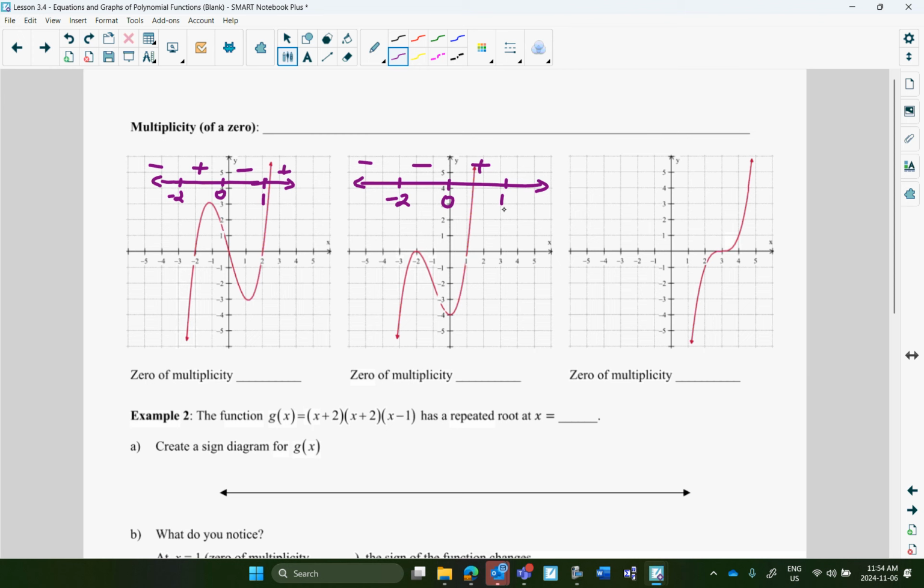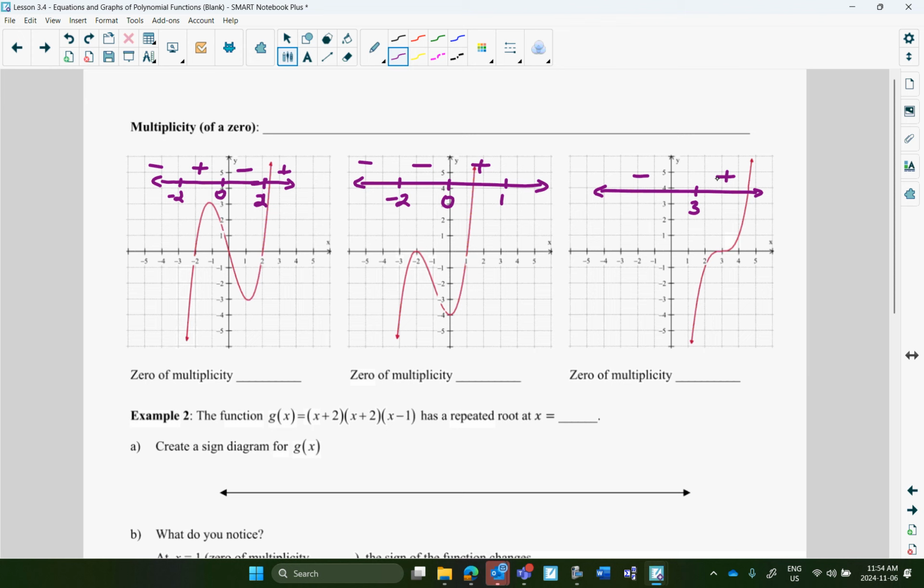Yes, positive 1. So this one acts kind of really weird. It goes through. So there's only one x-intercept at 3. It's below, and it goes through and becomes above. But see how it goes through kind of weird? Like it kind of flattens out and then goes through.